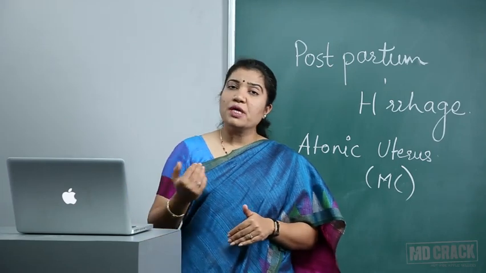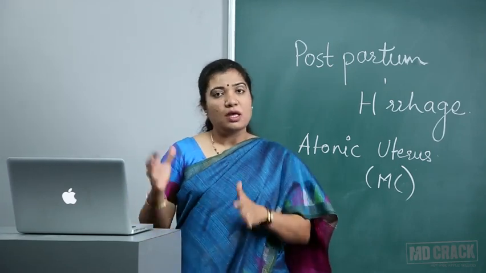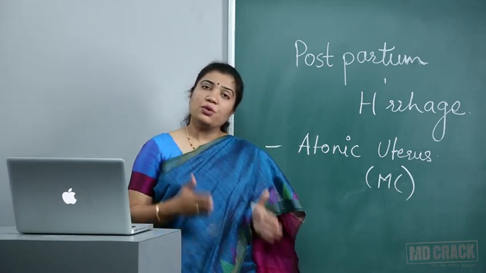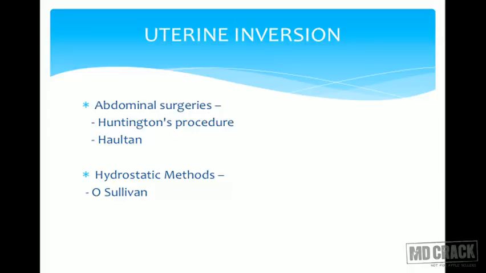The most commonly used hydrostatic method is O'Sullivan's. Please remember these names because again on inversion there are MCQs: common cause of shock, and what are the methods used to repair the uterine inversion? So the hydrostatic method is O'Sullivan's, and the abdominal surgery methods are Huntington's procedure and Haultain's repair.